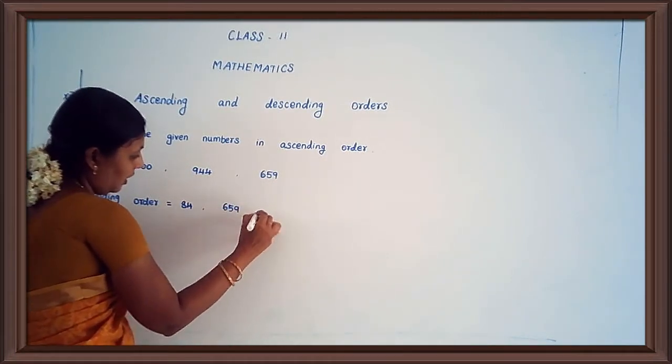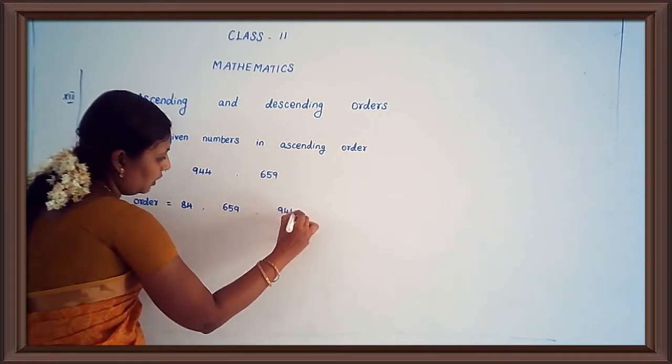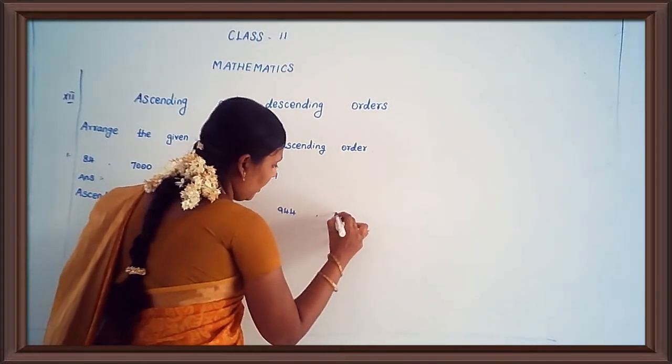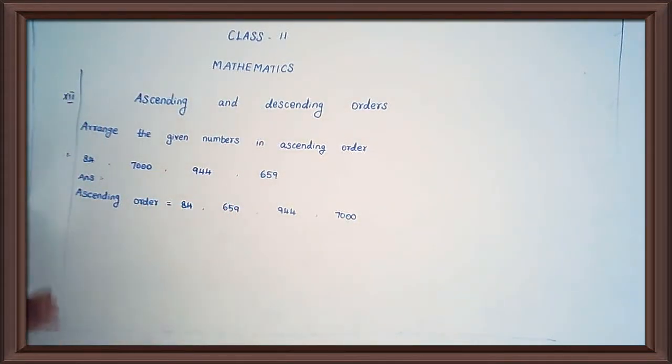The third one, 944. The last remaining only one is 7,000. The second one.